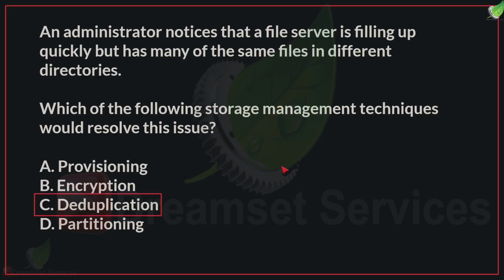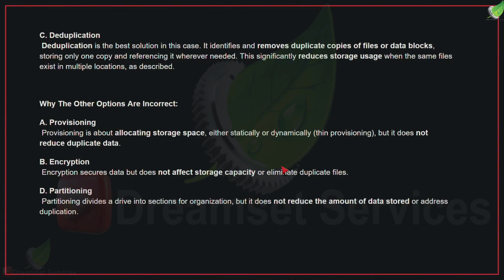The correct answer is C. Deduplication. Deduplication is the best solution in this case. It identifies and removes duplicate copies of files or data blocks, storing only one copy and referencing it whenever needed. This significantly reduces storage usage when the same files exist in multiple locations as described.